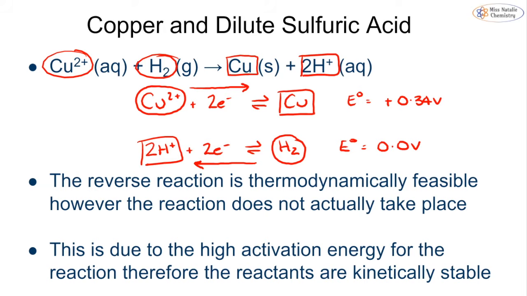This particular reaction, though, however, does not actually take place. It will not take place under these standard conditions, and this is because there are kinetics to take into account here. And this reaction has a particularly high activation energy, so the reactants are kinetically stable. If we want to react copper ions with hydrogen, we would need to provide a large amount of heat, and that would then move it away from our standard conditions.